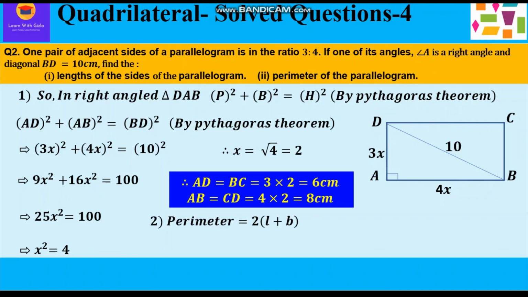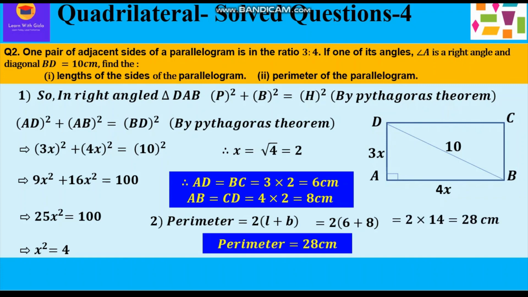Now let us find the perimeter of the parallelogram by using the formula twice of length plus breadth, as the opposite sides are equal. So we can write twice of 6 plus 8 is equal to 2 times of 14, which is equal to 28 centimeter. So perimeter of this rectangle is 28 centimeter.